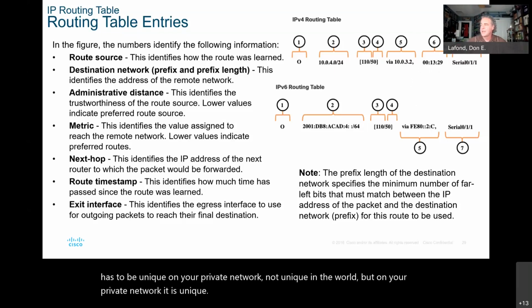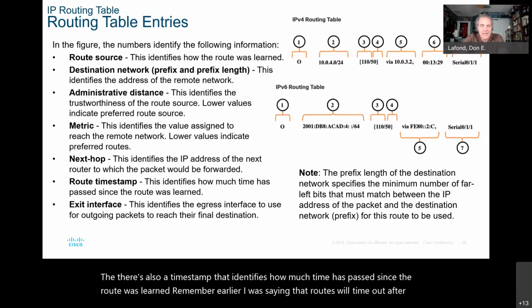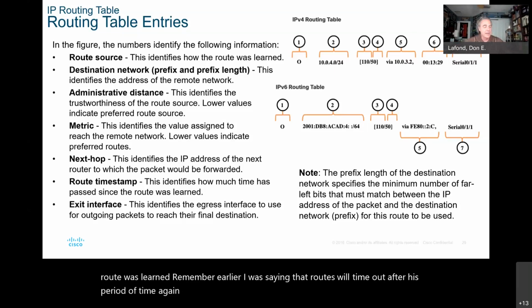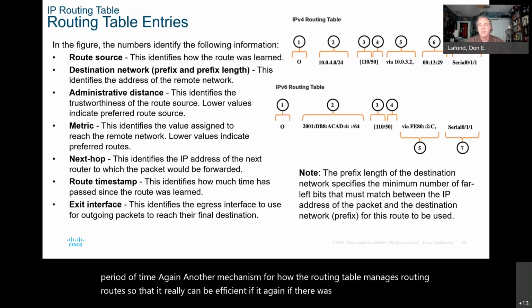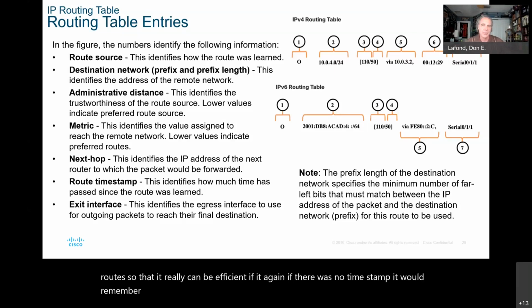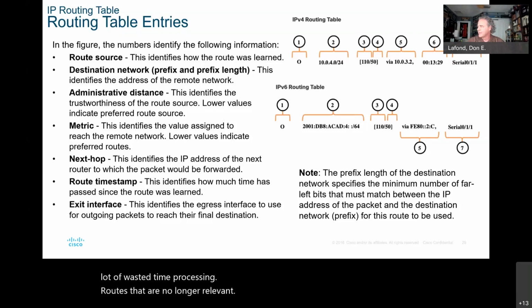There's also a timestamp that identifies how much time has passed since the route was learned. Remember earlier I was saying that routes will time out after a period of time. Again, another mechanism for how the routing table manages routes so that it really can be efficient. If there was no timestamp, it would remember every route it ever learned, which could ultimately end up being a lot of wasted time processing routes that are no longer relevant. All right, so let's keep moving.